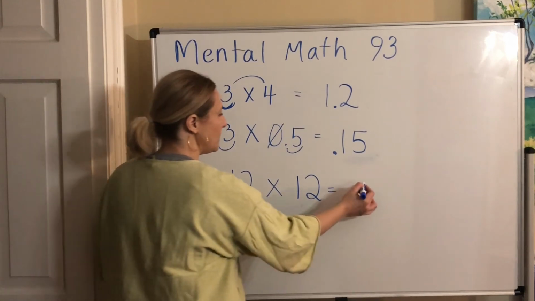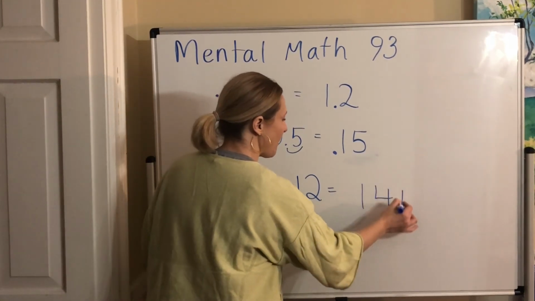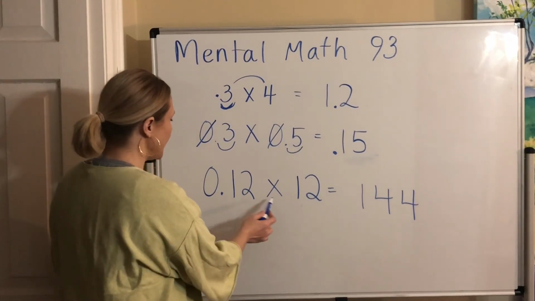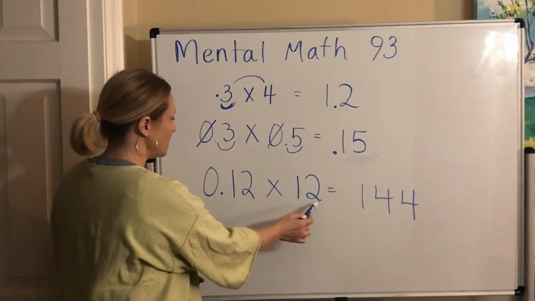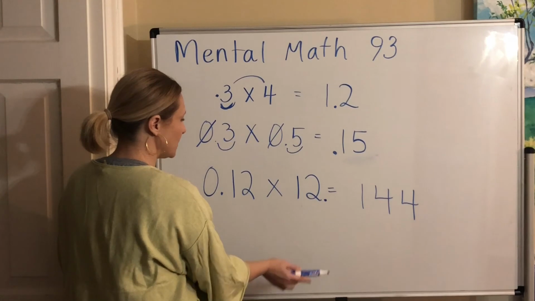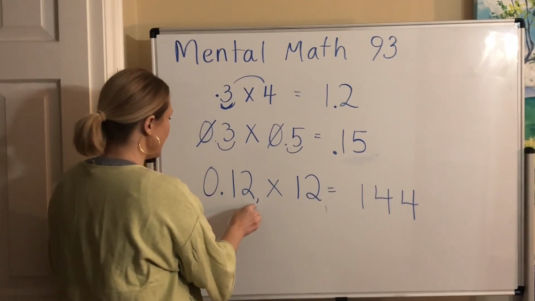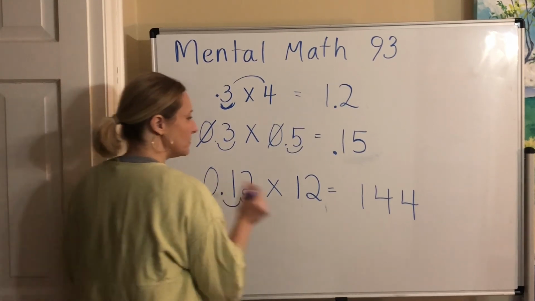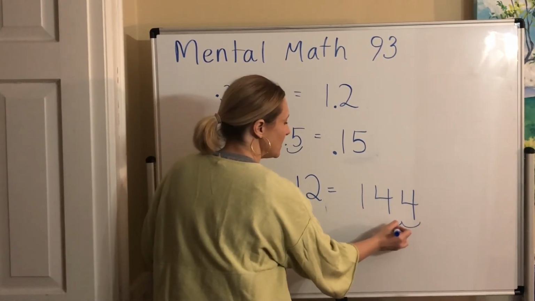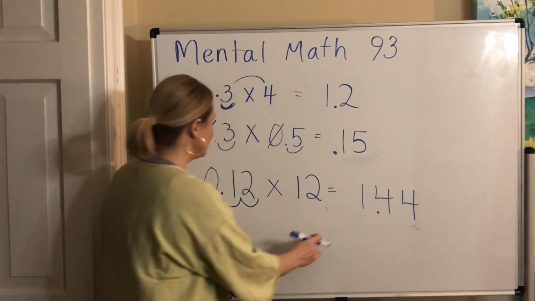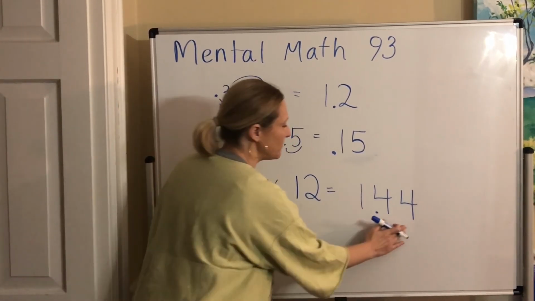Okay? Now here we have 0.12 times 12. 12 times 12 is 144. But how many numbers do we have behind a decimal? There's no decimal here. The decimal is actually invisible right there, and there's no numbers behind that. So we just have these, 1, 2. So the answer to this is 1.44.